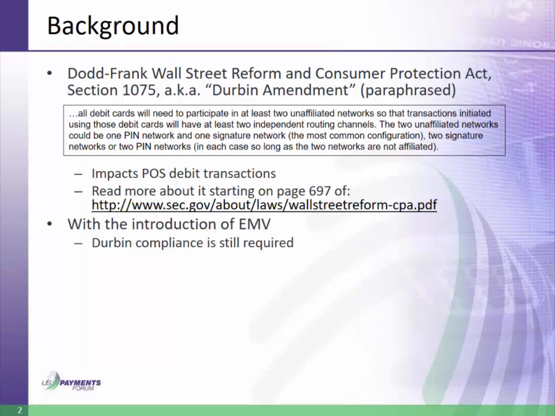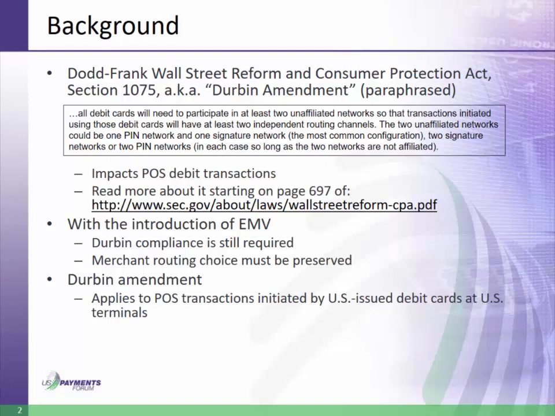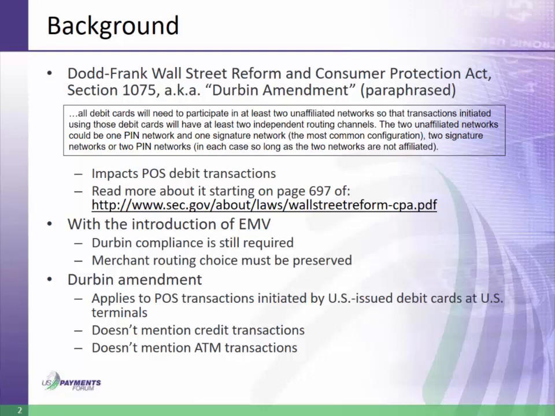With the introduction of EMV, industry stakeholders still had to comply with the Durbin Amendment. In addition, industry stakeholders had to preserve the routing choices they have today. It's important to remember that the Durbin Amendment applies to transactions initiated by U.S.-issued cards at U.S. terminals, and the Durbin Amendment does not apply to credit transactions or ATM transactions. However, as we will see throughout this presentation, both POS and ATM terminal owners have adapted in order to facilitate a choice between two unaffiliated networks when routing EMV debit transactions. In this presentation, we will focus on debit transactions and what changes with the introduction of EMV.